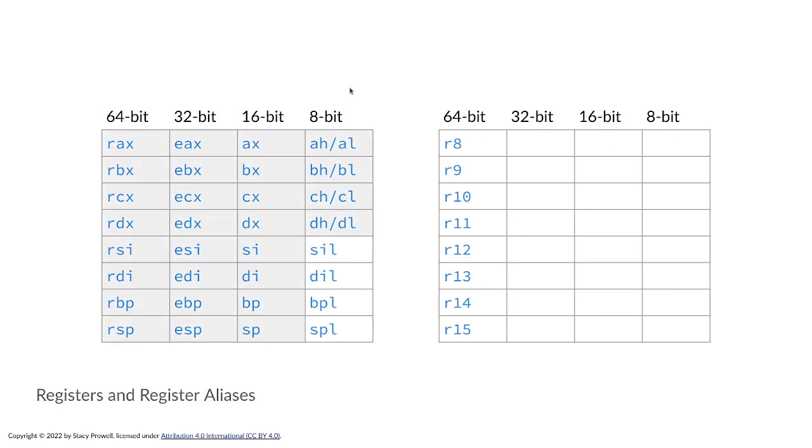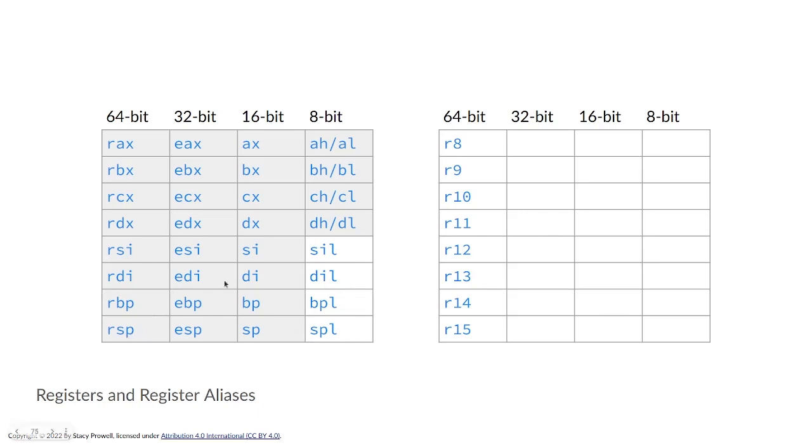Well, you're in luck. The people who maintained the chip went ahead and added access to the low byte of these registers. And instead of saying SL, they said SIL. And that kind of makes sense because there's not an X there to replace. So SIL is the low byte of the RSI register. DIL is the low byte of RDI. BPL for RBP, and SPL for RSP.